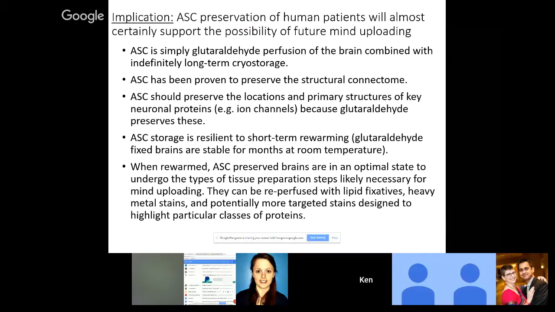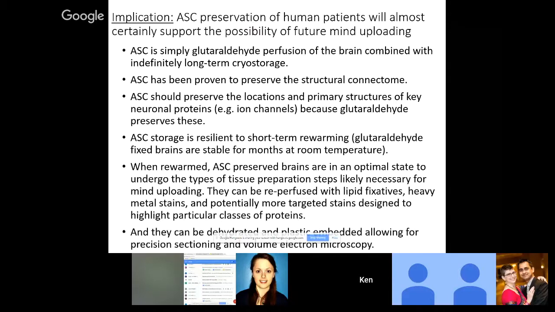And when rewarmed, ASC preserved brains are in an optimal state to undergo the types of tissue preparation steps likely necessary for mind uploading. They can be reperfused with lipid fixatives, heavy metal stains, and potentially more targeted stains designed to highlight particular classes of proteins. And they can be dehydrated and plastic embedded, allowing for precision sectioning and volume electron microscopy.